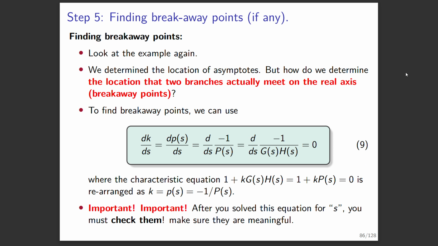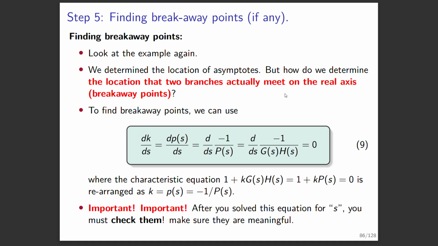The next topic is to find the breakaway points. A breakaway point is the point where two poles on the real axis actually meet. We previously studied that there's a difference between the point where two poles meet on the j omega axis and the location of asymptotes. These are not the same. So how do we determine the location of the breakaway points?